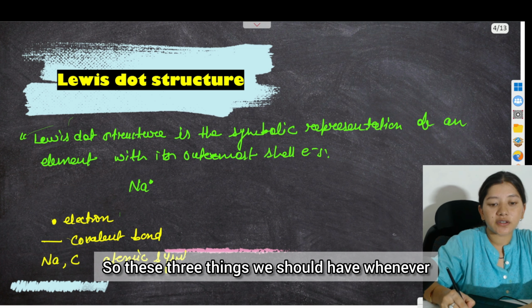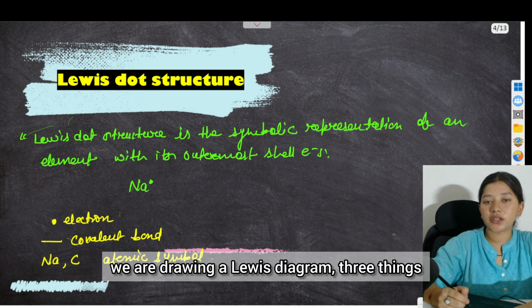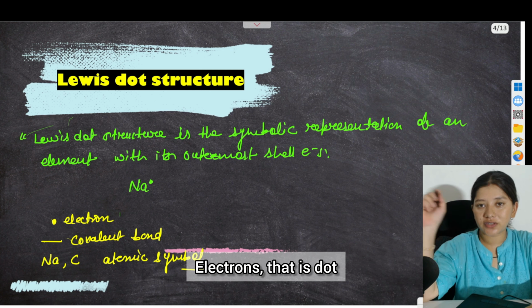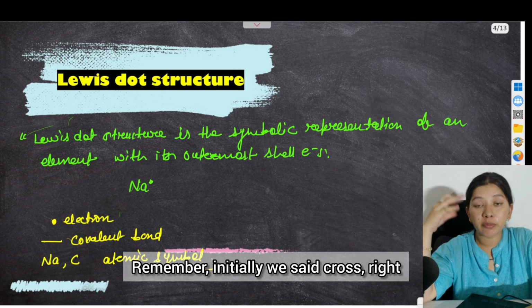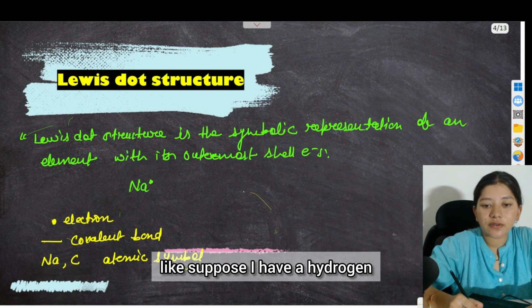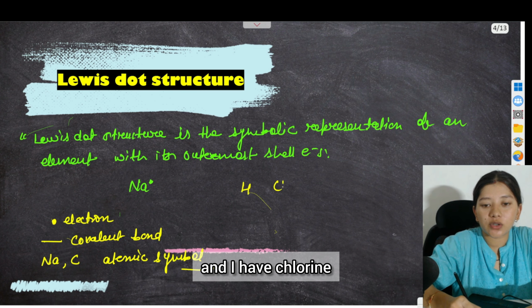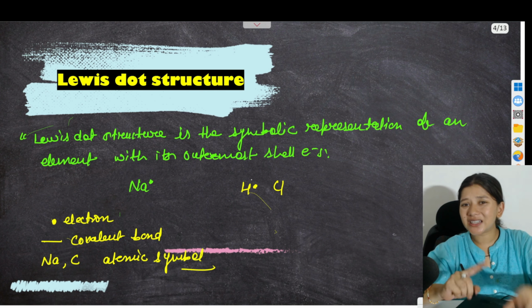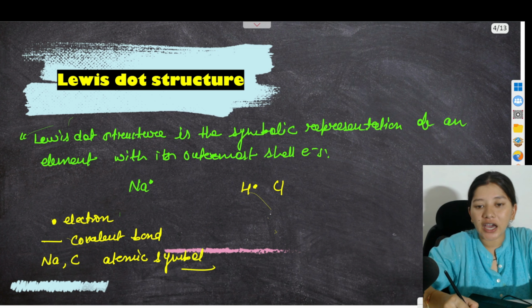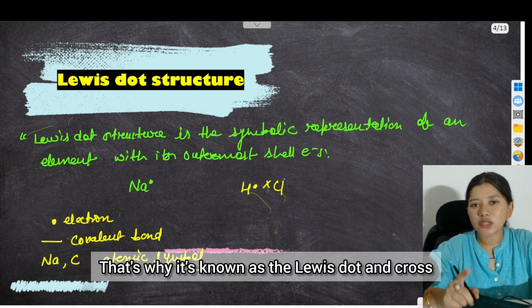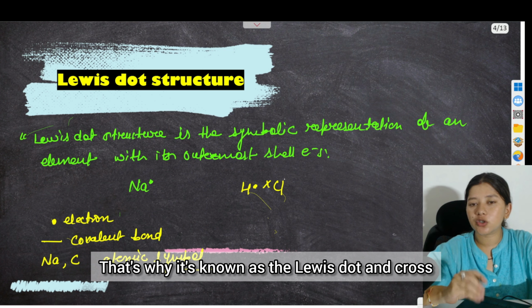So these three things we should have whenever we are drawing a Lewis diagram: electrons, that is dot. Remember, initially we said cross, right? To represent the different electrons, suppose I have hydrogen and I have chlorine. If I am using a dot for the hydrogen to make it different, I will be using a cross for the electrons of the chlorine. That's why it's known as the Lewis dot and cross.